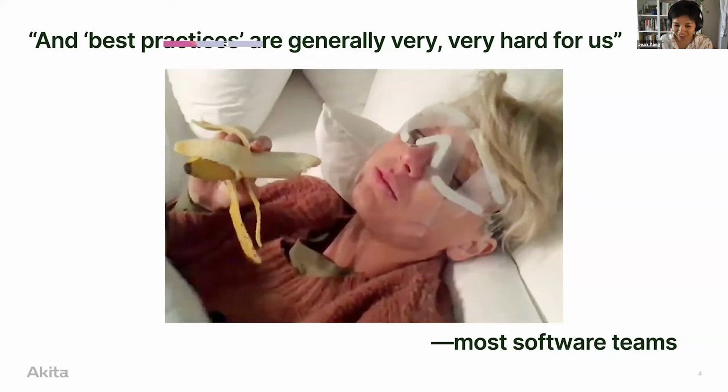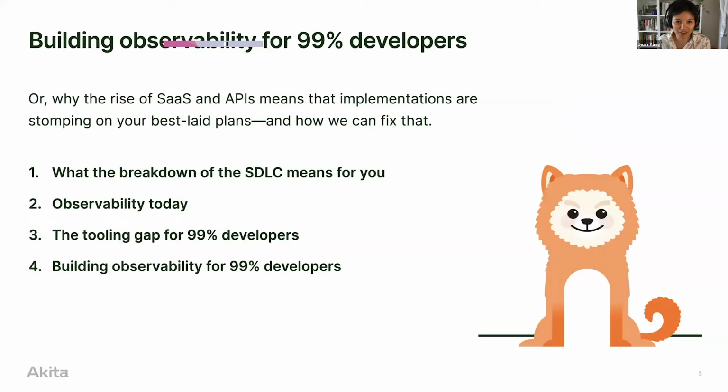Real spoilers, huh? All right, so this talk is about building observability for 99% developers. I'll first talk about the breakdown of the software development lifecycle. That's really what motivated me to go from working on programming languages to working on observability. In fact, the last time I spoke at Philly ETE, I was finishing up grad school, and I was talking about a new programming language I made. I was really drinking the programming language Kool-Aid back then.